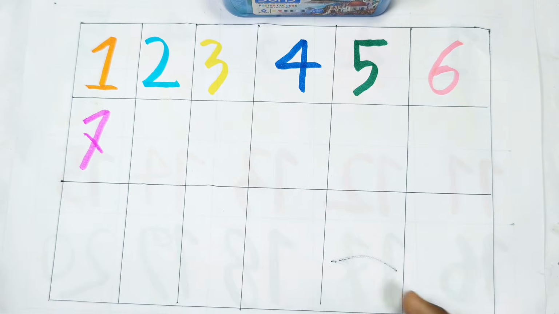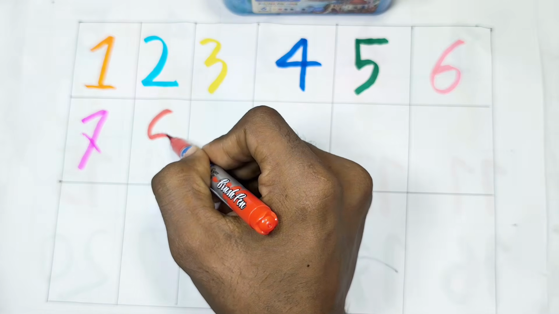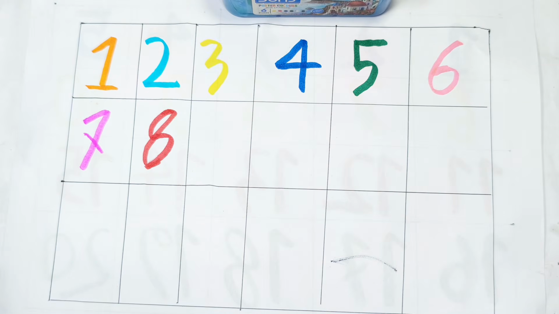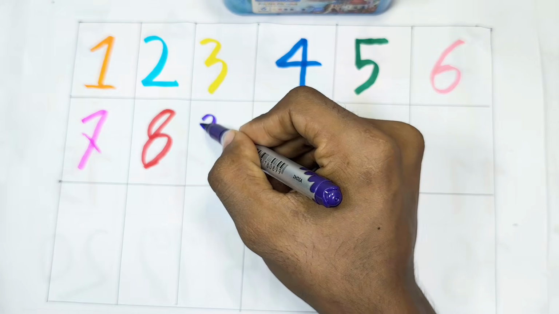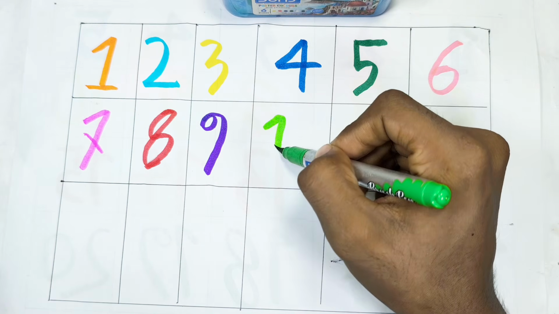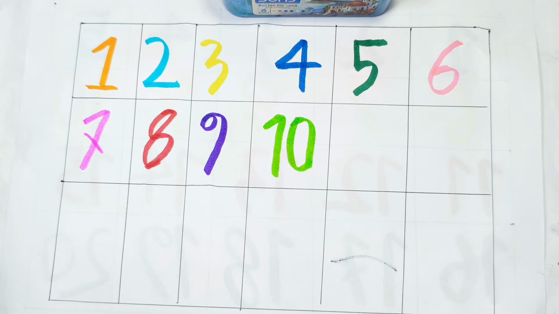6, S-I-X, 6. Now you draw 7. 7, S-E-V-E-N, 7. Now you draw 8. 8, E-I-G-H-T, 8. Now you draw 9. 9, N-I-N-E, 9. Now you draw 10. 10, T-E-N, 10.